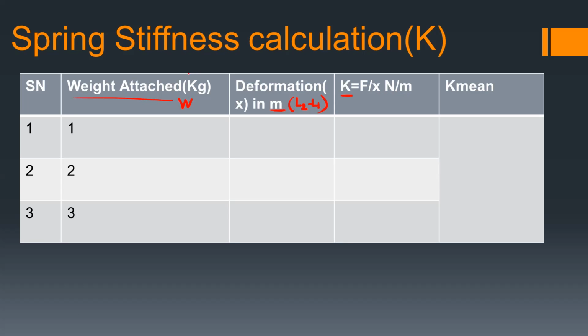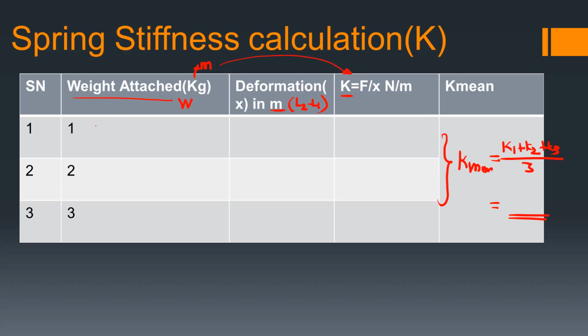Actually, this weight is basically a mass in kg, and you should convert this mass so that we get the force value. So you should multiply by 9.81, and then you should calculate the mean value. Here K mean is equal to K1 plus K2 plus K3 upon 3. We will repeat the experiment so that we get an accurate value for the stiffness of that spring.